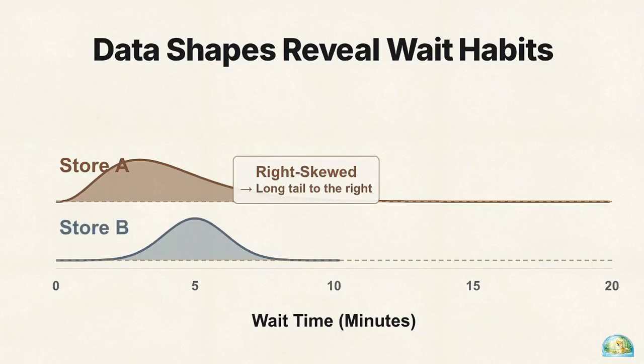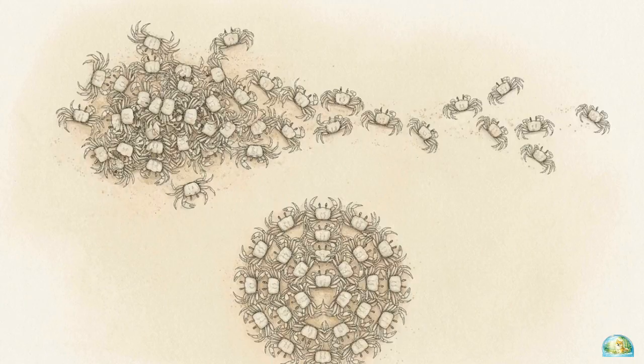Store B is different. Its wait times form a symmetric mound centered at 5 minutes. This shape tells us that the typical wait time is also the most common wait time. When we compare these, we describe their shapes. Store A is right-skewed, while Store B is roughly symmetric.